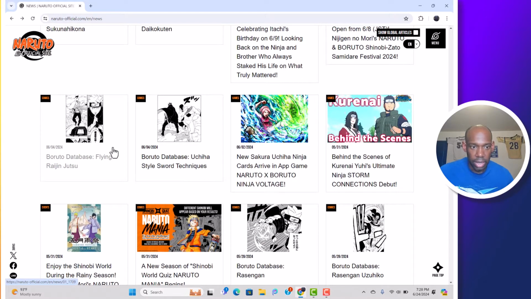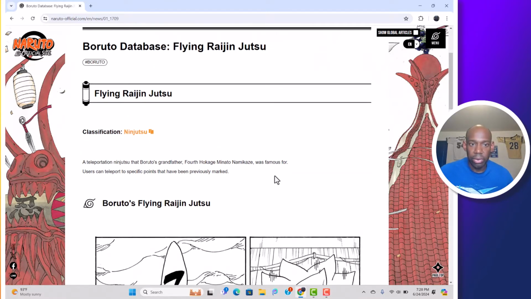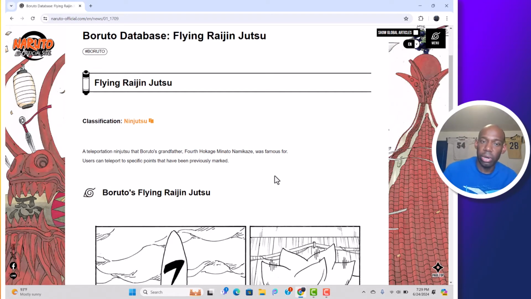Okay. Flying Raijin Jutsu. Classification: ninjutsu. A teleportation ninjutsu that Boruto's grandfather, the Fourth Hokage Minato Namikaze, was famous for. Users can teleport to specific points that have been previously marked. I don't feel like they should mention the Second Hokage, Tobirama, because Tobirama invented this jutsu. Yes, Minato improved upon it and he can use it way better than Tobirama, but I don't feel like they should mention Tobirama as the creator here.